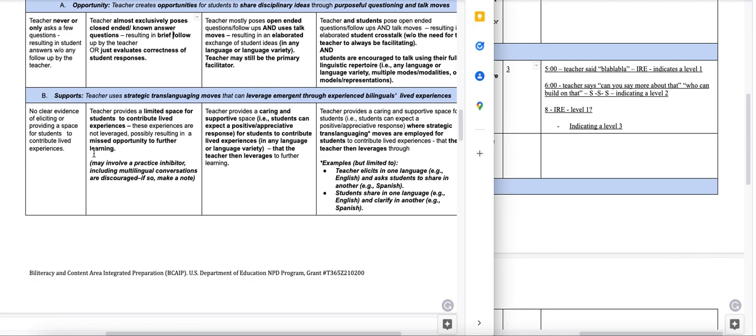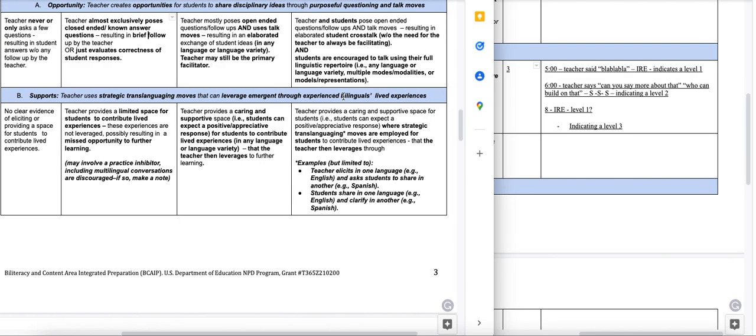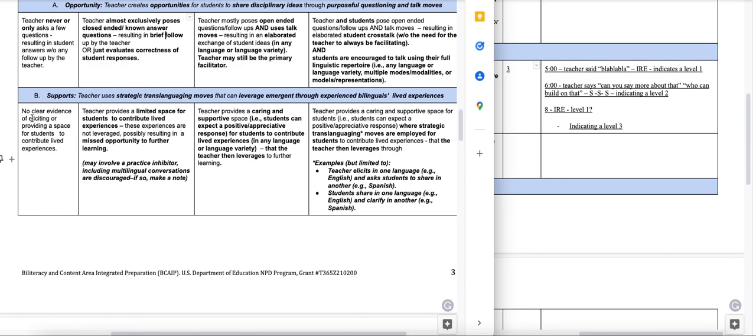Moving down to our supports practice. So for supports, the supporting sub-practice, the teacher is using strategic translanguaging moves that can leverage emergent through experienced bilinguals' lived experiences. So at a 0, we're seeing no clear evidence of eliciting or providing a space for students to contribute lived experiences. We always are starting here at the beginning of an observation because we don't have any evidence.